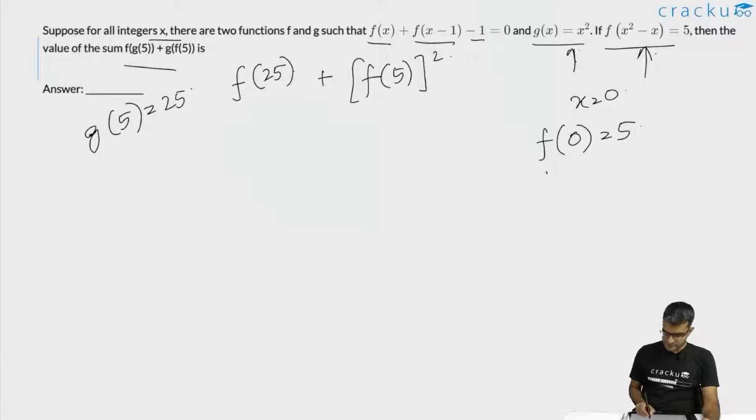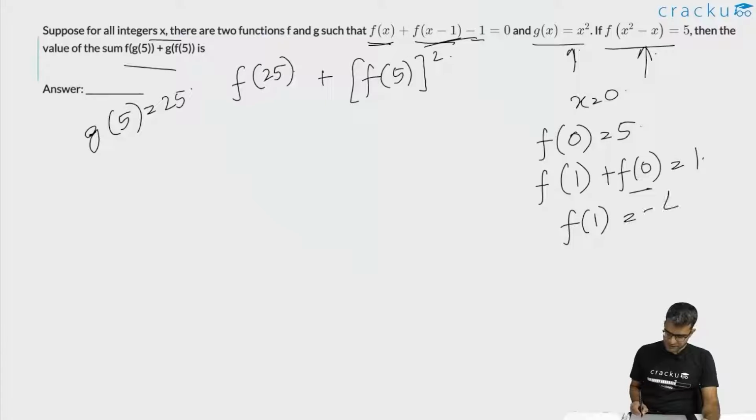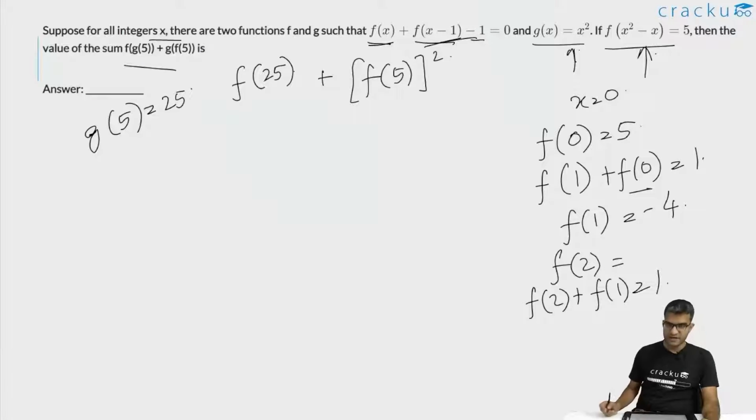What is the value of f of 1? You can use f of 1 plus f of 0 is equal to 1. This is again from the equation that is given to us. We know f of 0 is equal to 5. So f of 1 will be equal to minus 4. What is f of 2? Because f of 2 plus f of 1 is equal to 1, f of 2 will therefore be equal to 5.